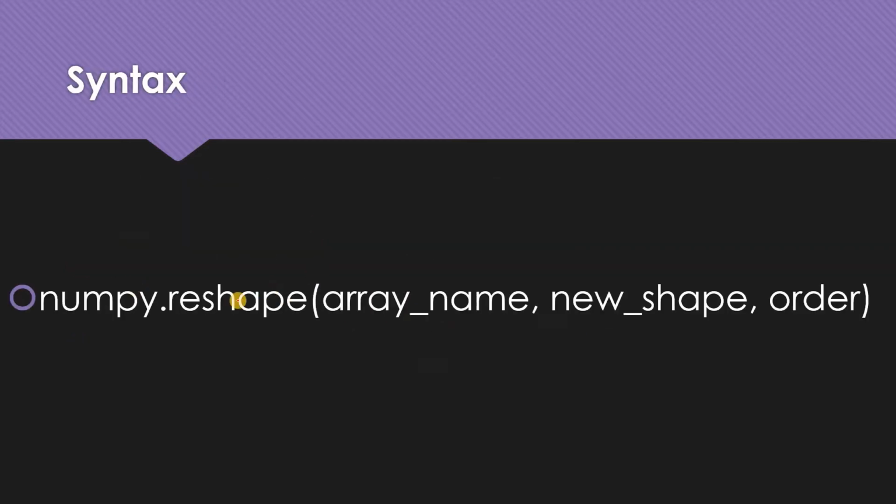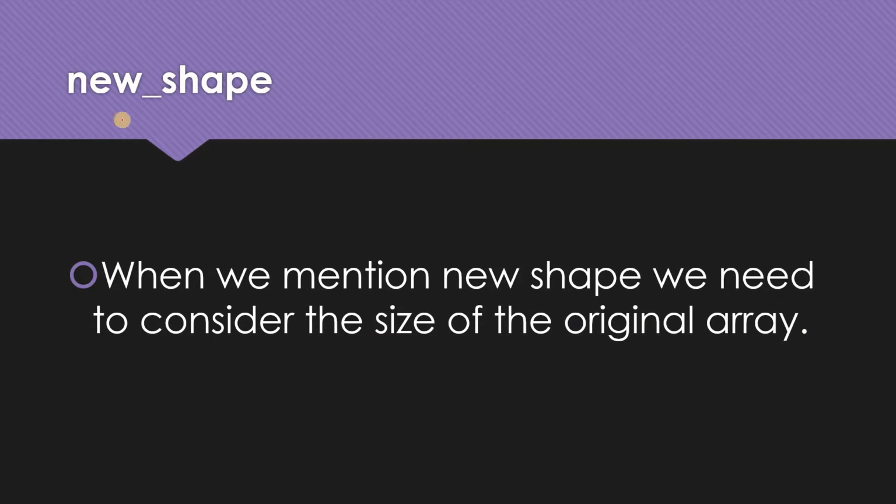After that, the syntax is numpy dot reshape. Obviously, we'll have to import numpy first. Then numpy dot reshape, the array, that is the original array name, then the new shape that you want, and the order. First of all, array name is the original array that you had. After that, new shape. So what is this new shape parameter?